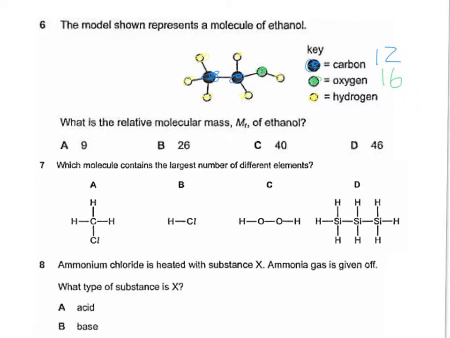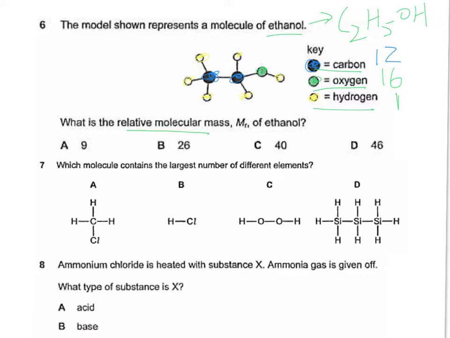Question 6. You're given a diagram or a model of ethanol. Ethanol actually has a formula of C2H5OH. Now, even if you don't know the formula from the diagram, you can count the number of carbon from the key. So that's 2 carbon, 2 blue ones, 1 green one, 1 oxygen, and 6 hydrogen. The question asks for the relative molecular mass of the whole ethanol.